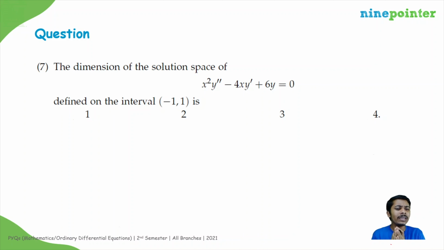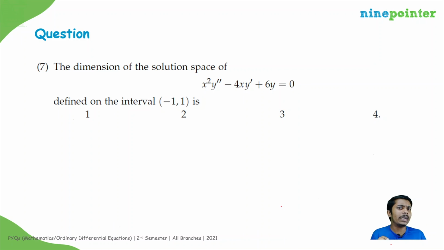Actually, we had a dimension theorem which said that the dimension of the solution space of an nth order differential equation should be n itself. So in that sense, the dimension of the solution space of this second order differential equation should be 2, right? If we blindly apply the dimension theorem, there is nothing more to do in this question. It should be just 2.